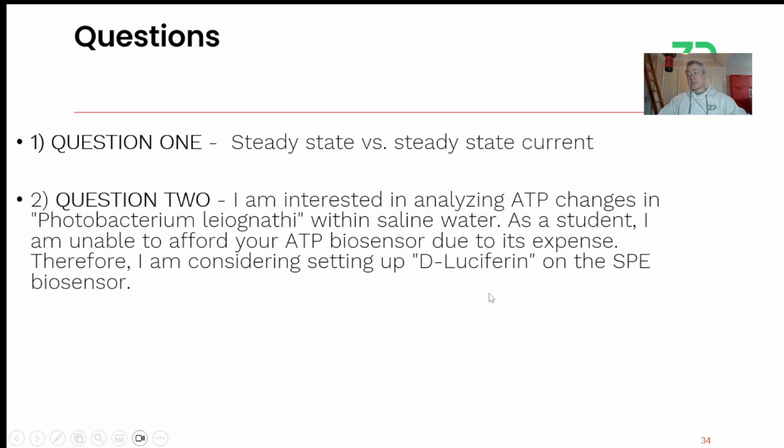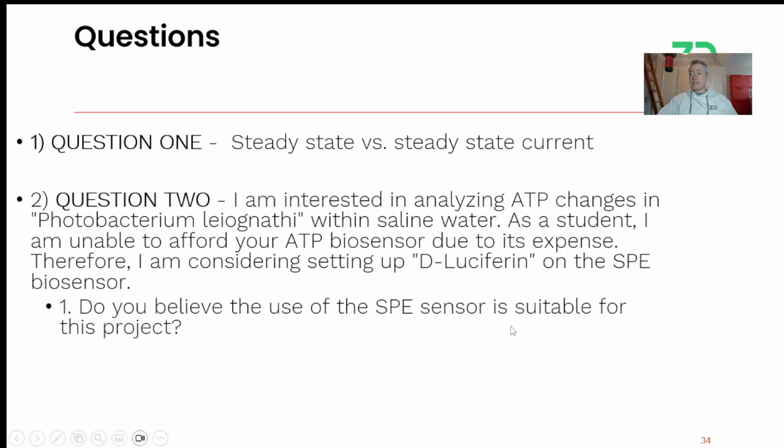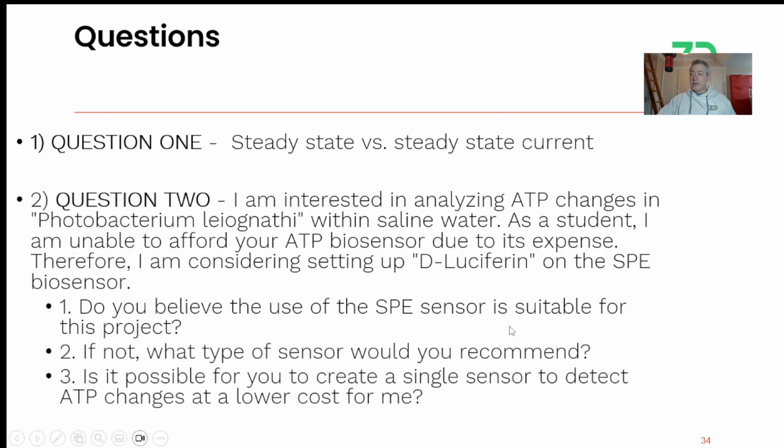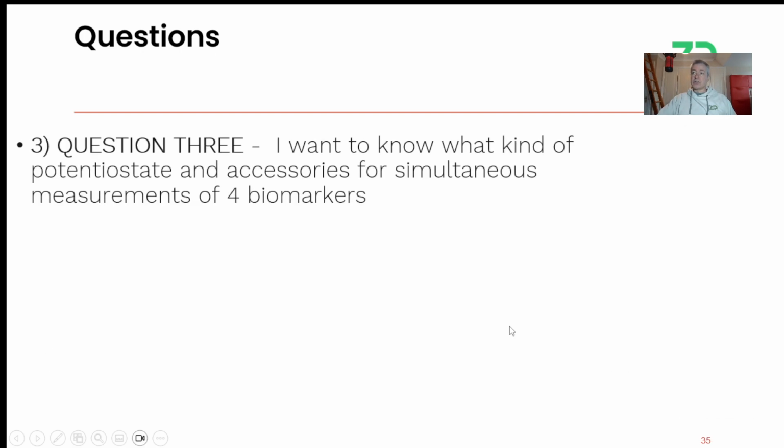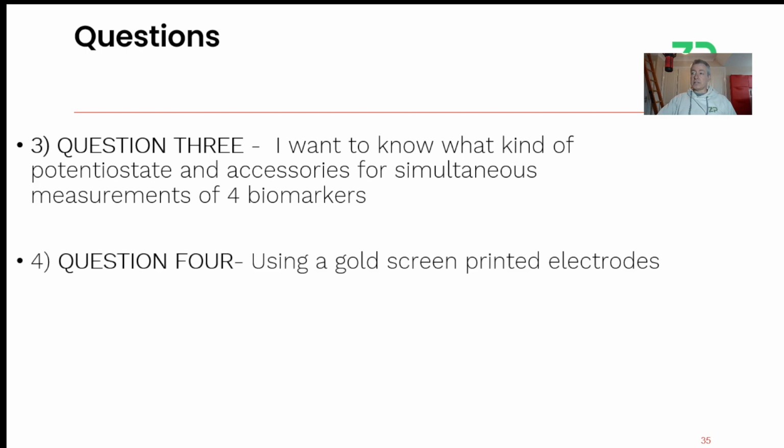I like your idea about detecting luciferin on the SPE. It will work. And I'll suggest a gold electrode for you. Doing it simultaneously or in parallel is the potentiostat and that gold SPE.